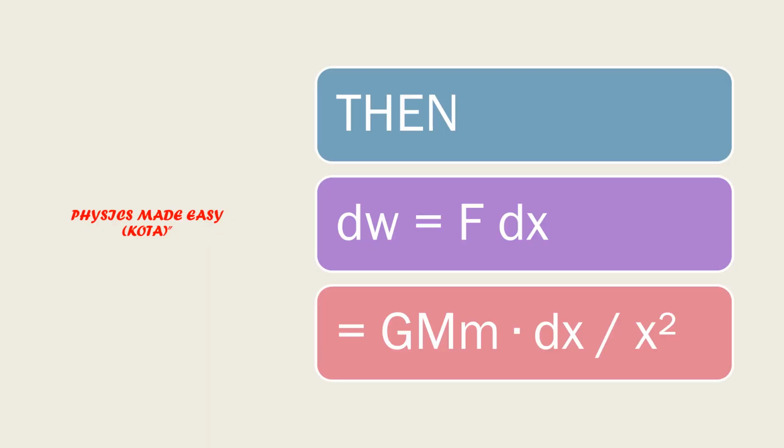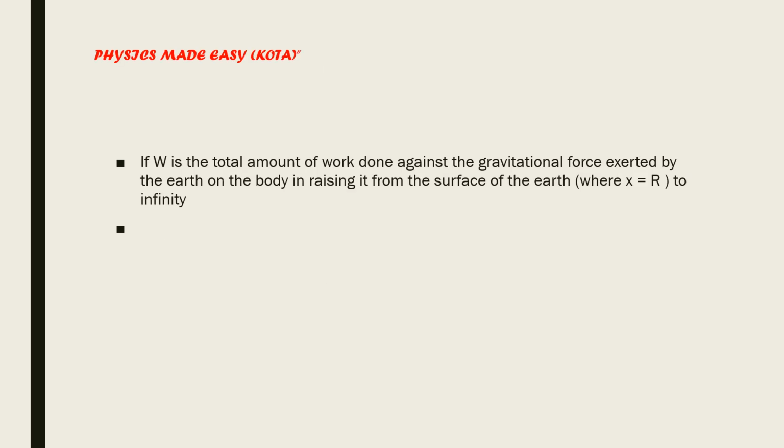We know the expression for work done is equal to force into displacement, and here the value of the force we get from Newton's law of gravitation, that is G M m divided by x squared, and this gets multiplied with dx, so the resultant equation is G M m dx divided by x squared. If capital W is the total work done against the gravitational force exerted by Earth on the body in raising it from the surface of Earth to infinity.